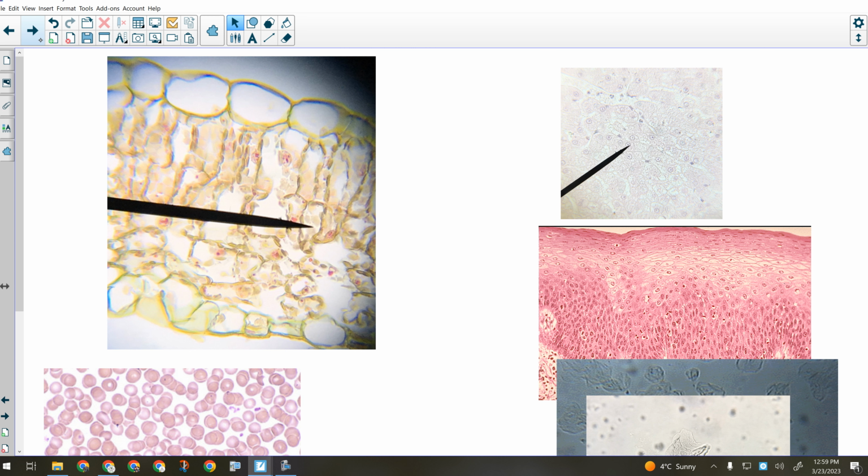We want to look at this layer here, which is called the palisade layer. Can you see already some pretty obvious structures? What would this thing right here be? What part of the cell would that be?